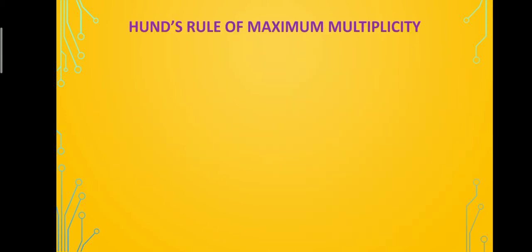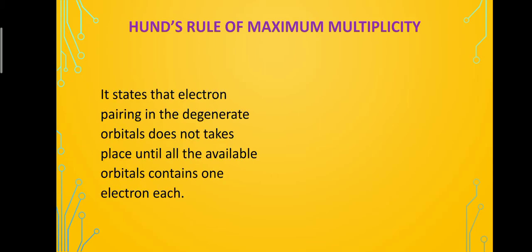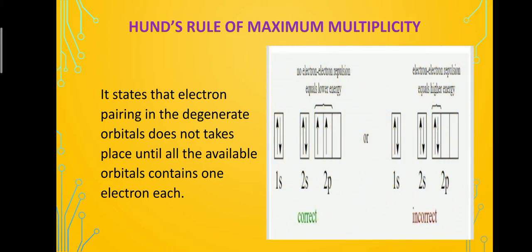Next, Hund's rule of maximum multiplicity. It states that electron pairing in the degenerate orbitals does not take place until all the available orbitals contain one electron each. So look at here. For 1s we have 1 orbital, 2s has 1, and for the 2p we have 3 levels, 2px, 2py, and 2pz.